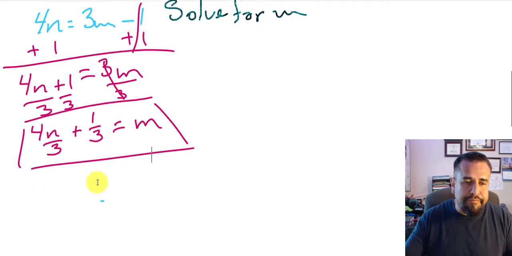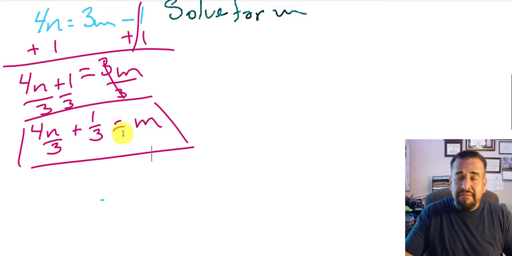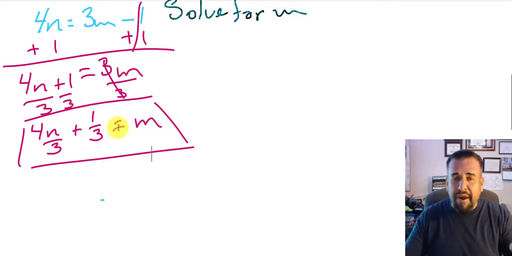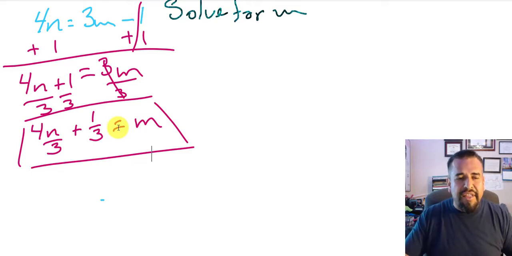Now, once again, could I have gotten 1/3 plus 4n over 3? Yeah, I could have. I don't need to. You can rewrite it to whatever makes sense to you visually. All right, so that's the next one.